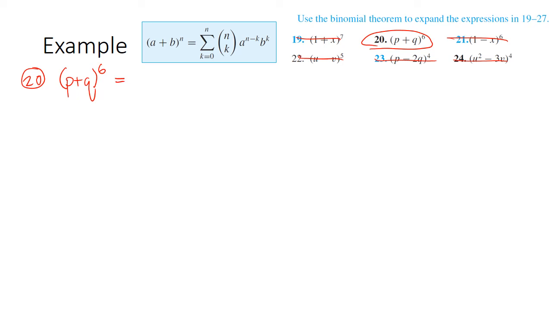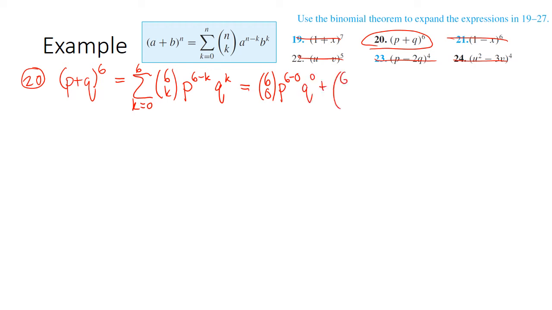Okay, so all we've done is substitute p for a and, sorry, q for b. So this is going to be the sum from k equals 0 to 6 of 6 choose k, with 6 going in for n, and then p to the 6 minus k, and then q to the k. Okay, so now we just have to actually do the summation. Starting with k equals 0, this is going to be 6 choose 0 times p to the 6 minus 0, q to the 0, and then we just go all the way up through 6.